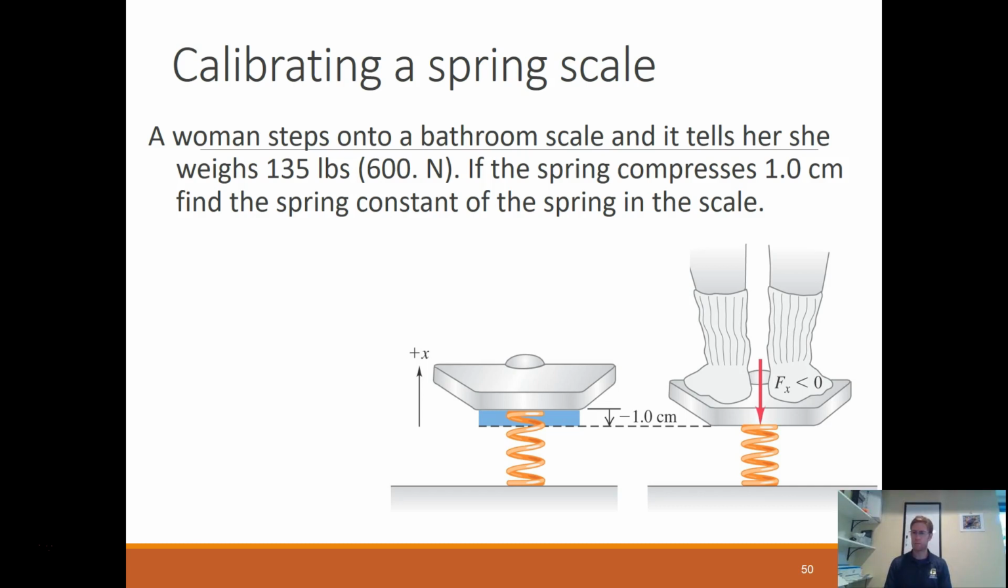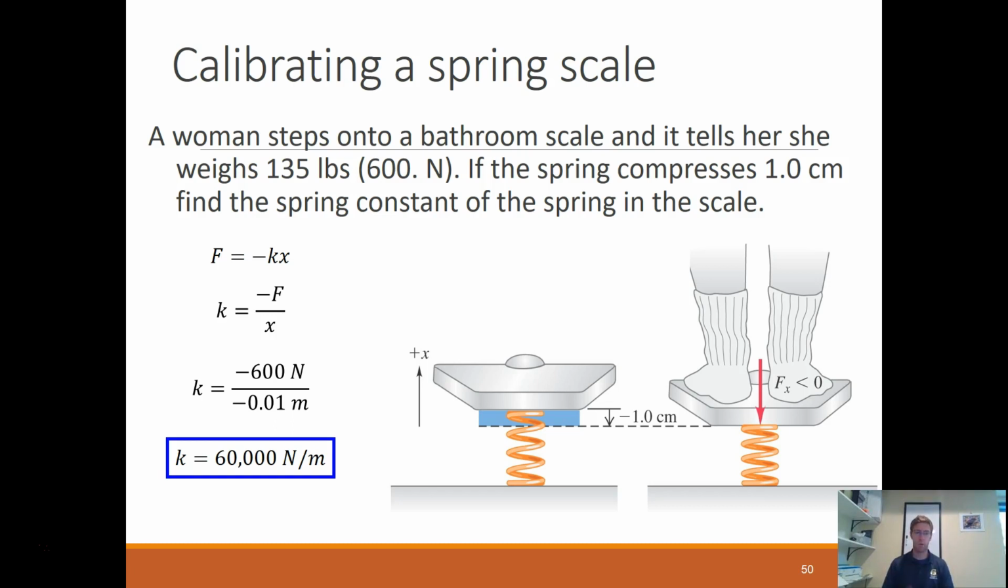Okay, hopefully you tried it out. Pretty straightforward, right? Hooke's law tells us that the force from the spring is negative k times x. So solving for k, just as we did on the board, it's equal to negative F divided by x. In this case, the force is 600 newtons, and the x is negative 0.01 meters because it's going down, compressing by 0.01 meters or 1 centimeter. So you do the math, and the spring constant is quite large, 60,000 newtons per meter. Boom, box worthy. Or approximately 60 kilonewtons per meter is another way to express that.